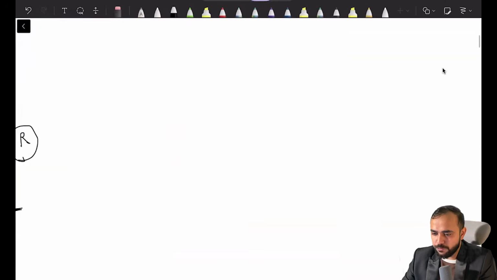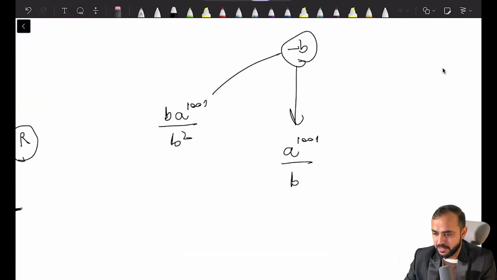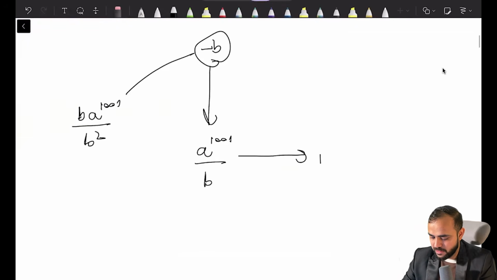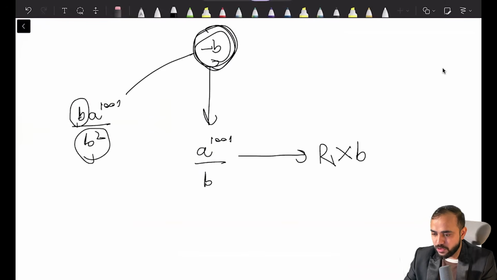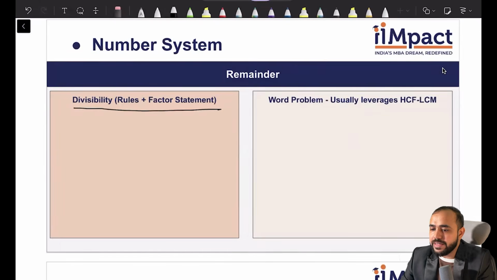So if I were to make a flow of this, I am given b a to the power 1001 divided by b square. I will detach the b, convert the question to a to the power 1001 by b. I will get the answer for this as r. By detaching this b, what I had essentially done was taken it away from the numerator and from the denominator. So I will multiply it back to the numerator and also to the denominator, which was already b. So this will be b square. So your answer will be r into b. Whatever this number comes out to be, you will calculate that and then divide it with b square. Are we clear on this? Can we move ahead?